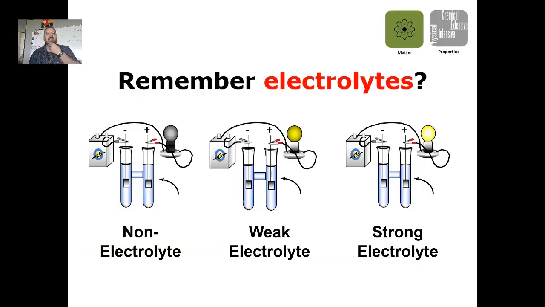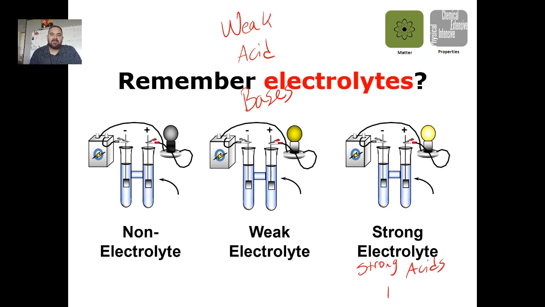All right, so y'all remember electrolytes? Are acids and bases electrolytes? Yes, they are. So a weak acid, do you think it's going to be a weak electrolyte or a strong electrolyte? So weak acids go here. What about weak bases? Are they going to be weak electrolytes or strong electrolytes? All right, so the weak bases also go here. Now, strong electrolytes, what are they going to be? Strong acids and strong bases. I would just write down somewhere: weak acids and bases are weak electrolytes. Strong acids and bases are strong electrolytes.